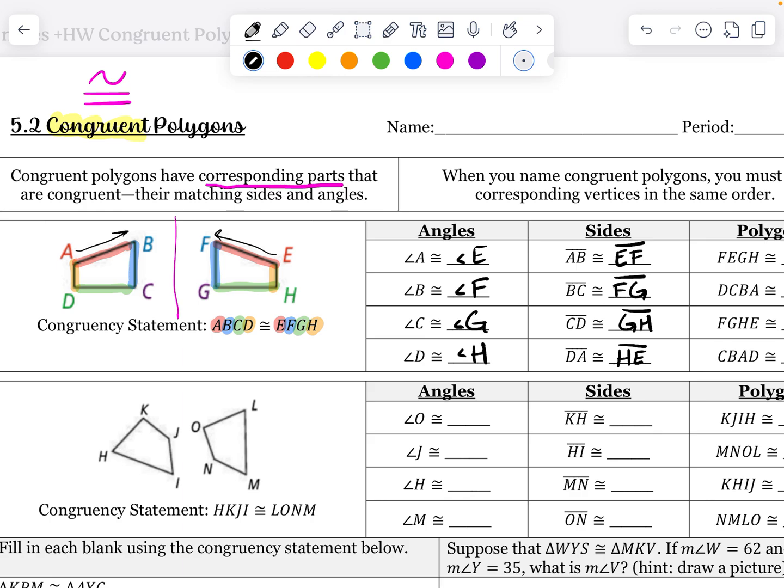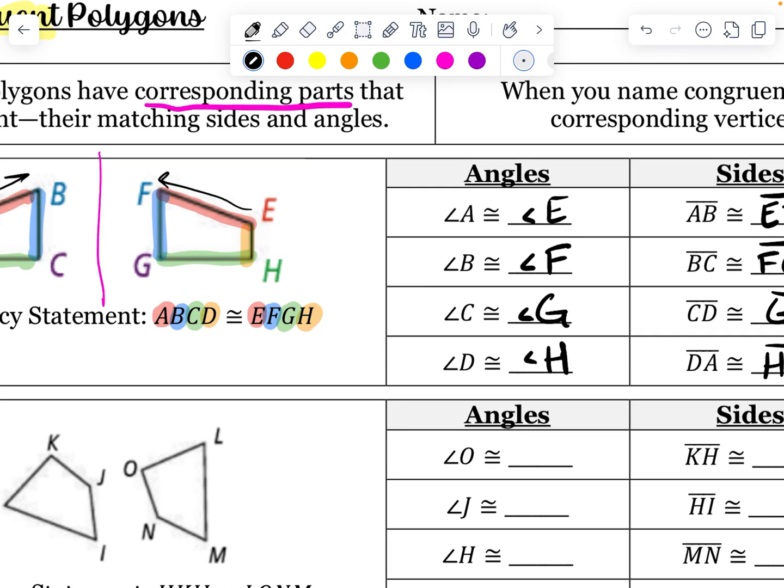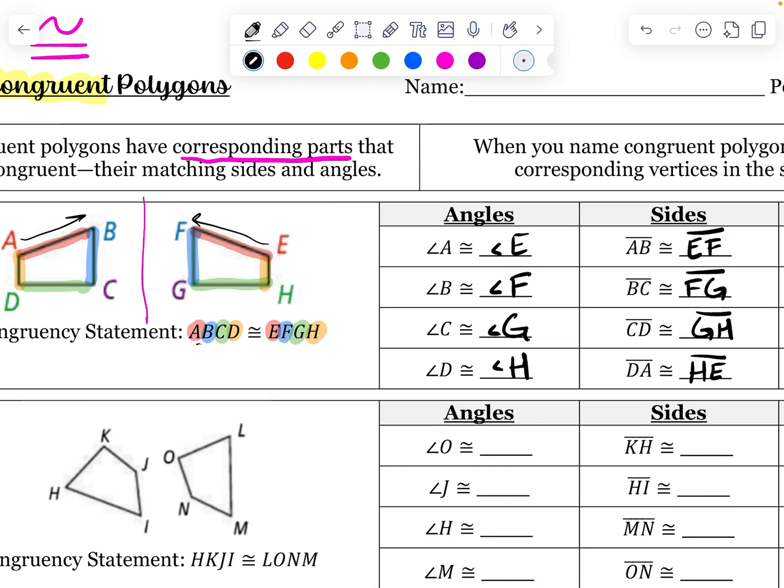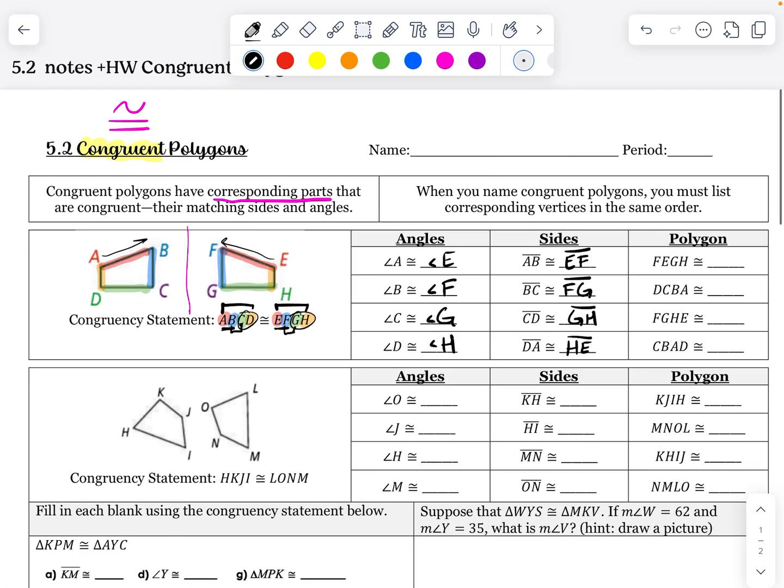You can also, when you're doing this, look at my congruency statement right here. AB are my first two letters, so you can use your first two letters, EF. BC are my second two letters, so I can use my second two letters, FG. CD, last two letters, so I can use my last two letters, GH. And then DA goes from the end to the beginning, so I could go from the end to the beginning, HE. Make sure you go in the same order, same way. I'm going to erase that so I can do this last piece.